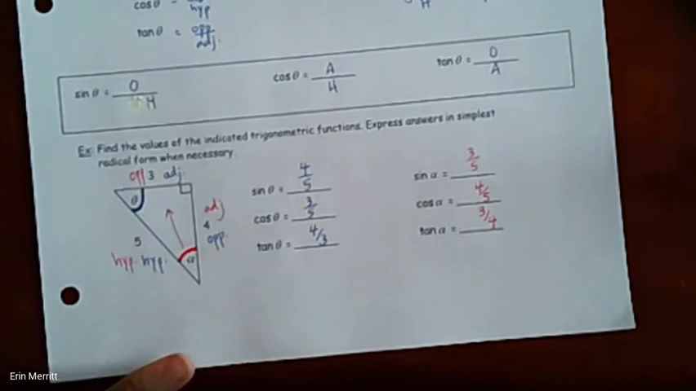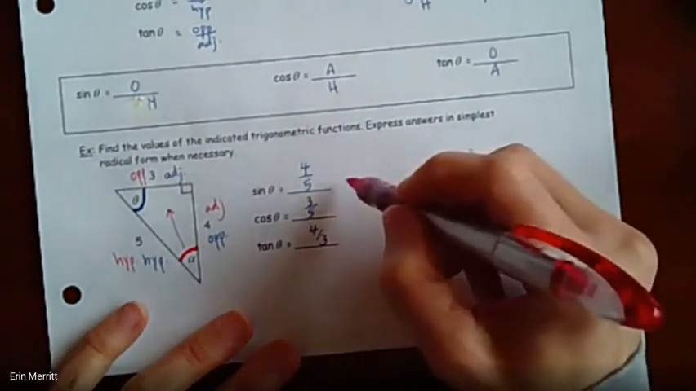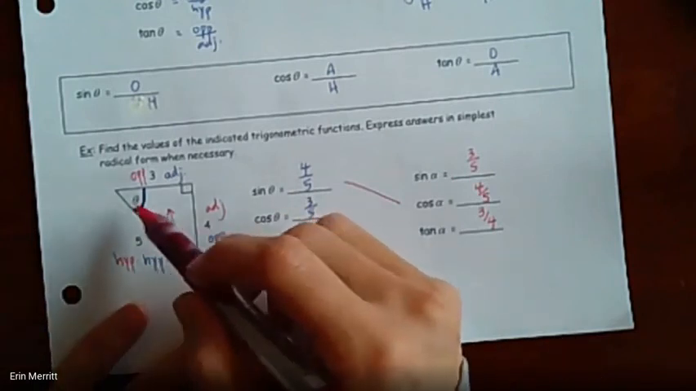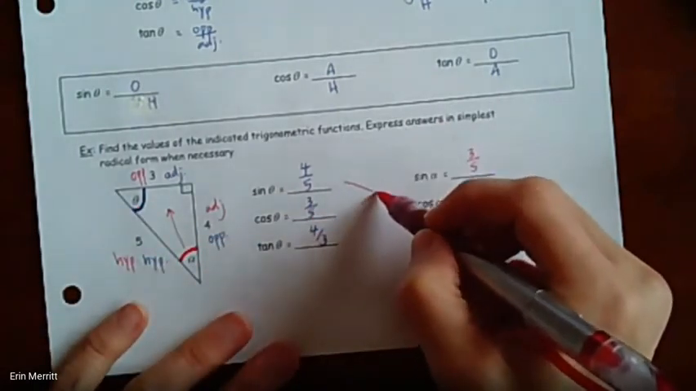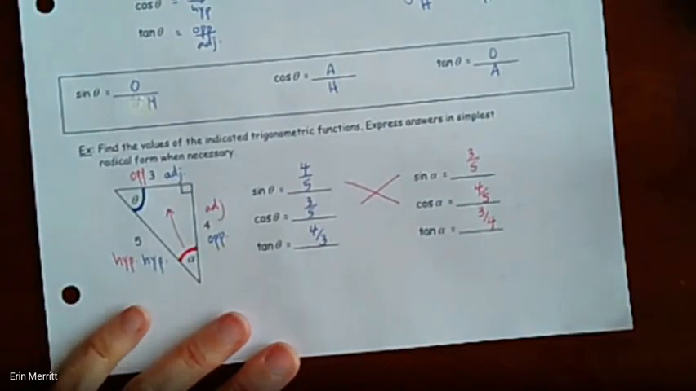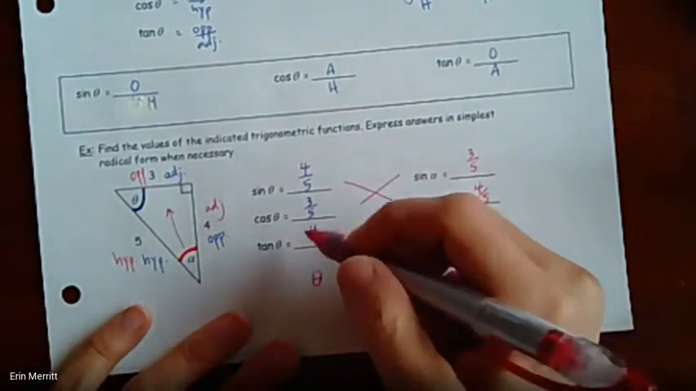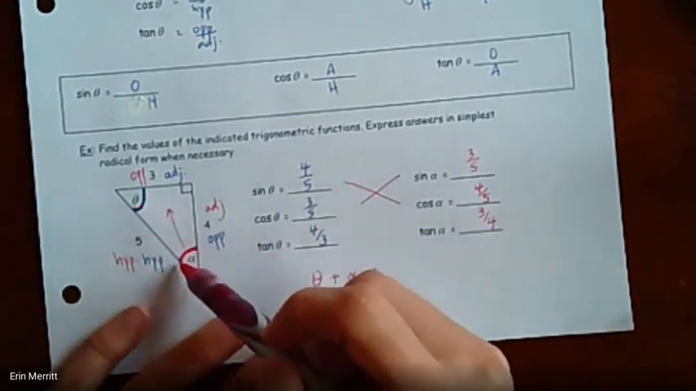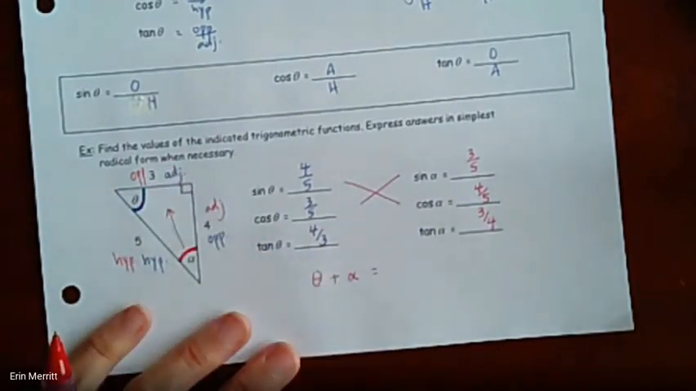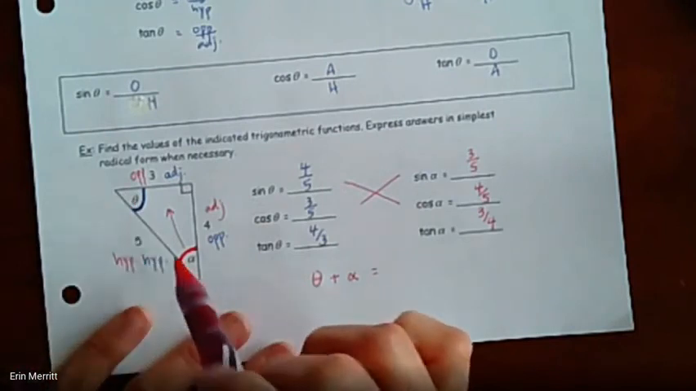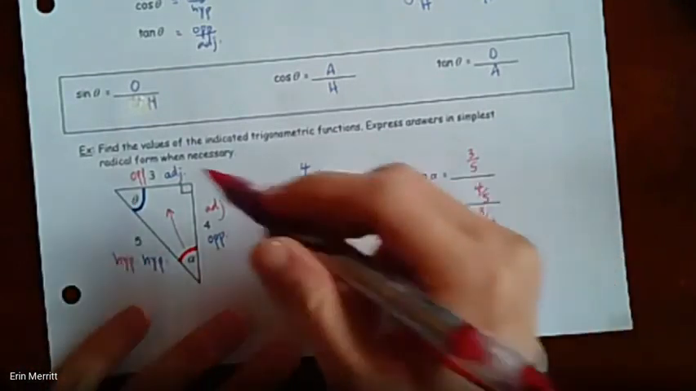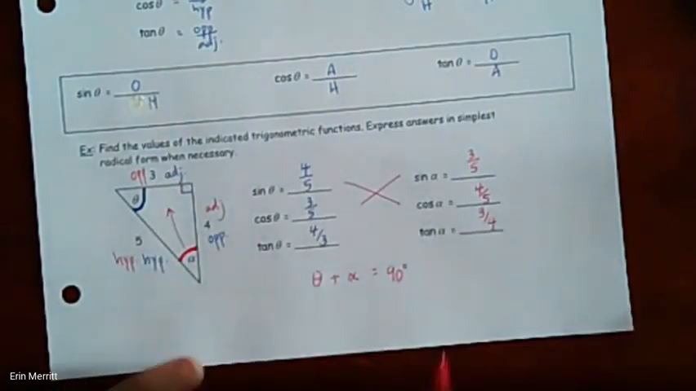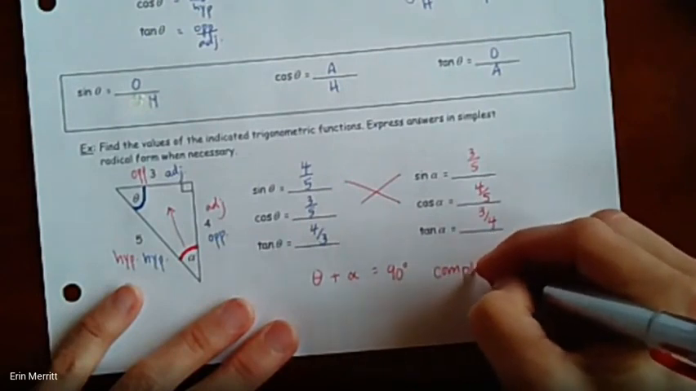So a couple of things that you'll notice, or I hope you notice, is that sine and cosine matched for the opposite angles here. Same thing going on there. And what I'd want you to take note of is that theta plus alpha, those are the two acute angles in the right triangle. If all the angles together add up to 180, those two have to add up to 90, which are complementary.